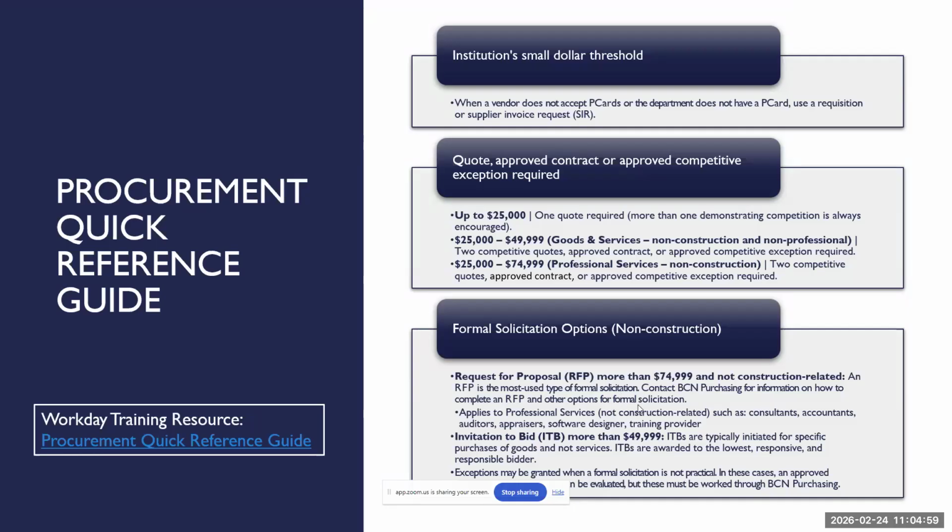Okay, and then the last part of the non-construction is our formal solicitation options, of course. So as you can see here, you have your request for proposal, so more than the $74,999, and it's not construction related. And you have also your invitation to bid, so more than $499. And then, of course, we do have some of those exceptions from there. And you definitely always want to make sure you're reaching out to find out if those exceptions would be approved or if it falls under any of those.